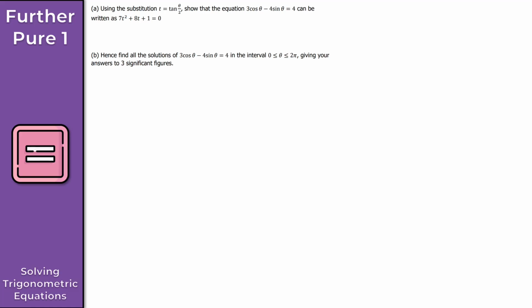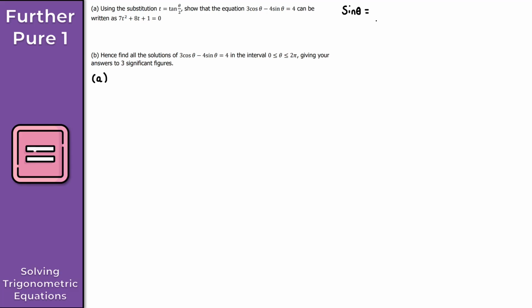So let's begin then with part A here. For part A, it says using the substitution t equals tan of theta over 2, show that this equation here can be written as 7t squared plus 8t plus 1 is equal to 0. So starting off, what trig functions are we working with here for this equation? Well, as we can see, we have cosine theta, and we also have sine theta. So in that case, we're going to start by stating the relevant results for sine theta and cosine theta in terms of the t-formulae.